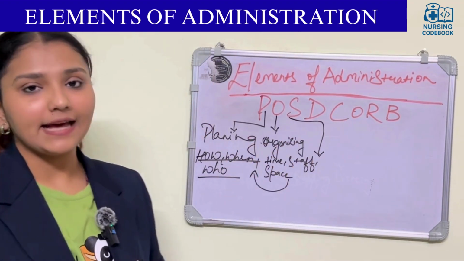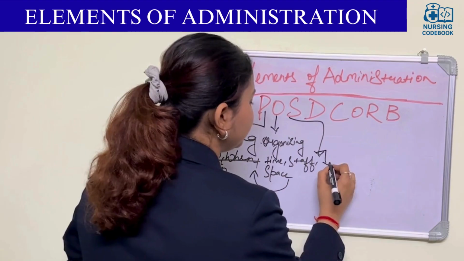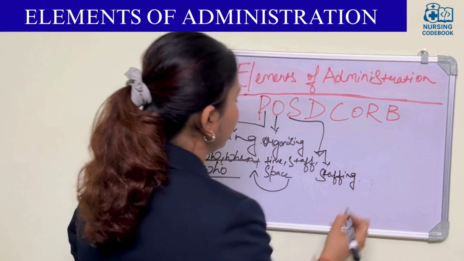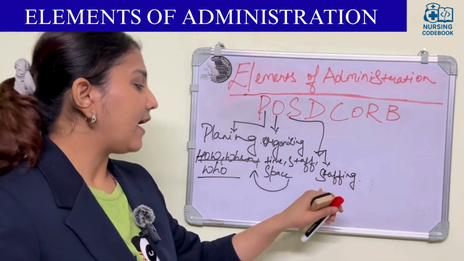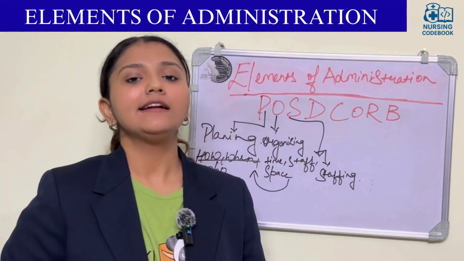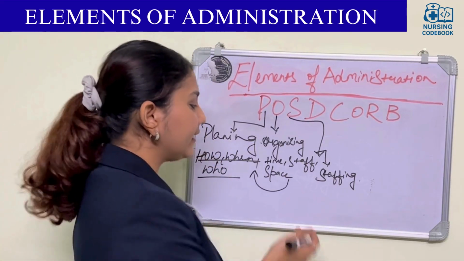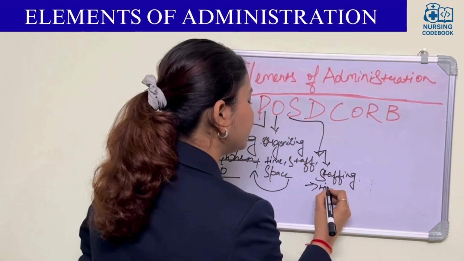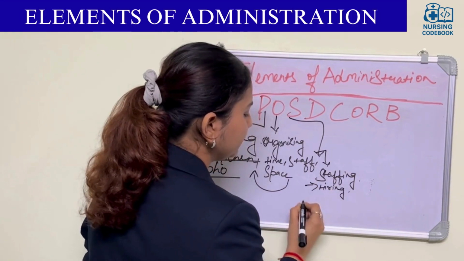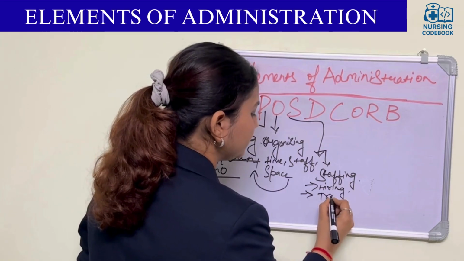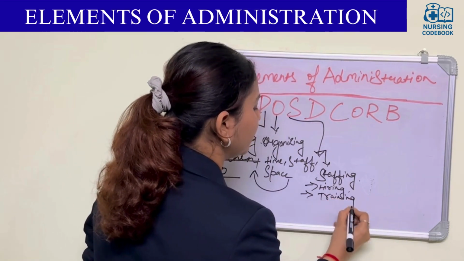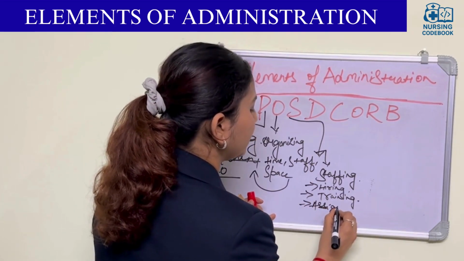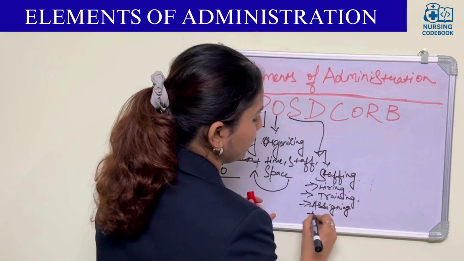Now the next one is S. S stands for staffing. What is staffing? Staffing includes hiring, training, and assigning tasks. So three things come under staffing: hiring, training, and assigning tasks.